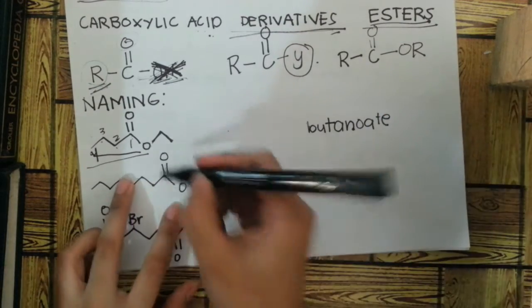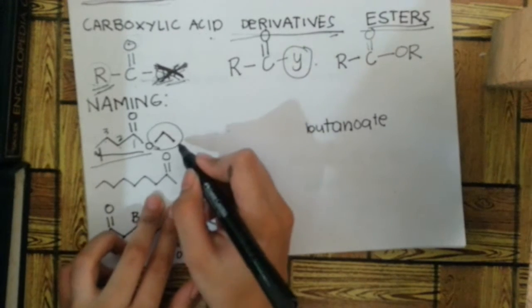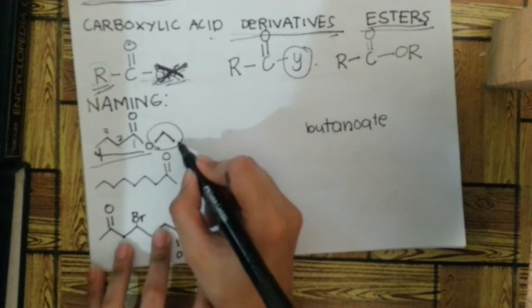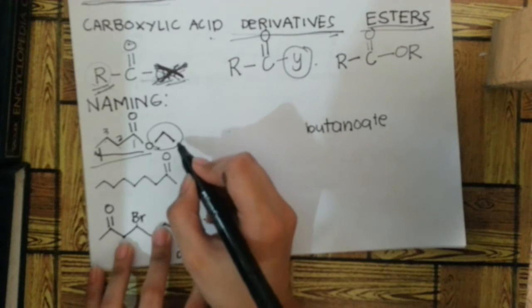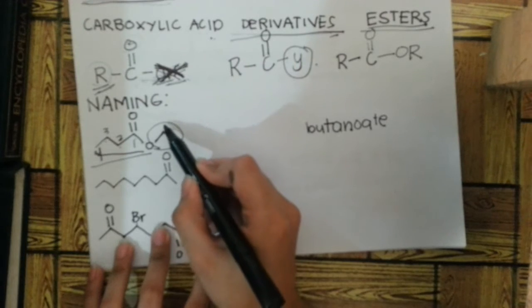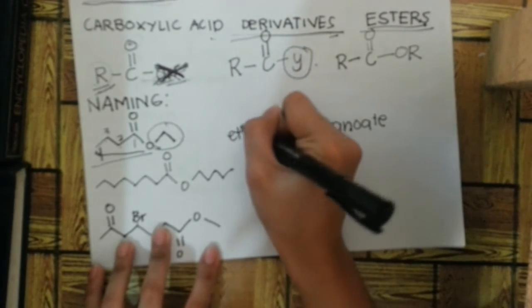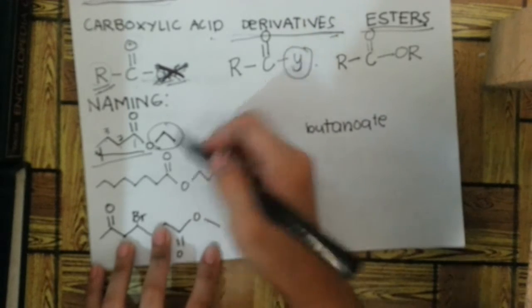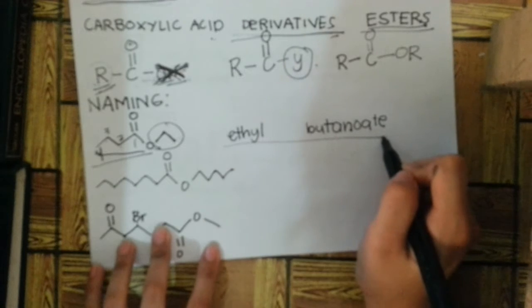So the question is, how about this hanging group? How about this hanging substituent group? We name that as we name other groups that are connected to a parent chain. In this case, there are 2 carbon atoms, so that would be eth-. And since it is hanging, we name that as ethyl. So now we have ethyl butanoate.